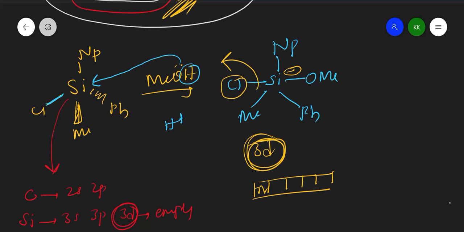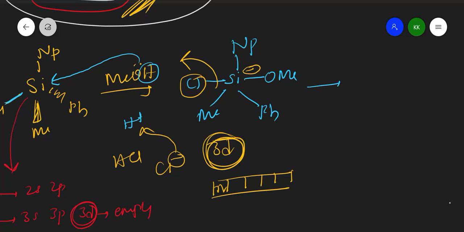Later on, this chlorine will take these two electrons and leave as Cl minus. So Cl minus and H plus will combine as HCl, and we will get this product, silicon. Now the naphthyl will be there as it is, methyl will be there as it is, phenyl will be there, but we got OMe instead of chlorine.